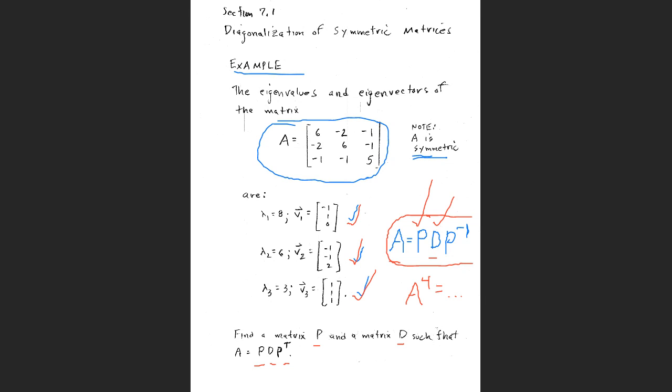But why would it be better to write the matrix as P times D times P transpose when you compare these 2 factorizations of the matrix A? What makes this second factorization a little nicer than the first?